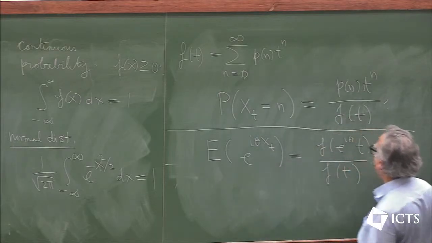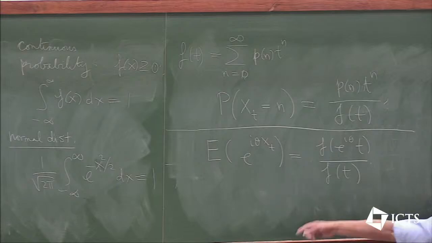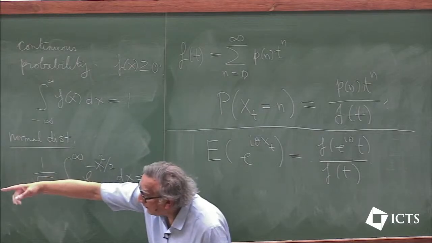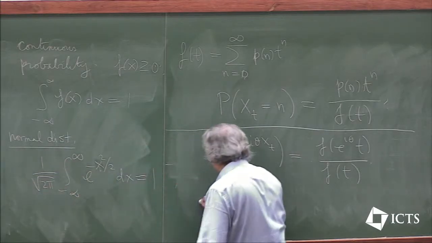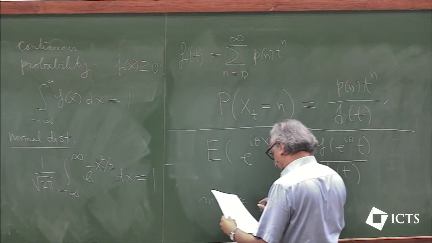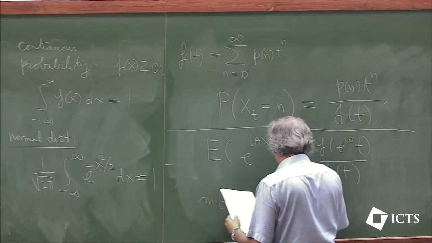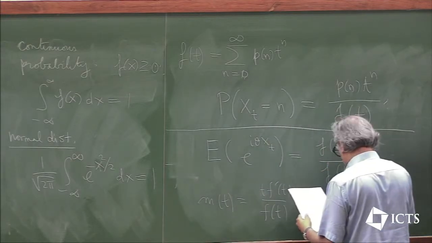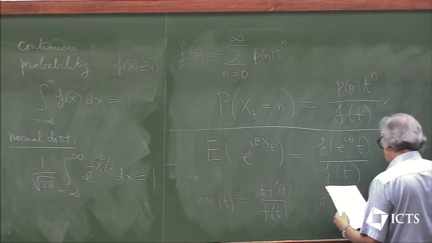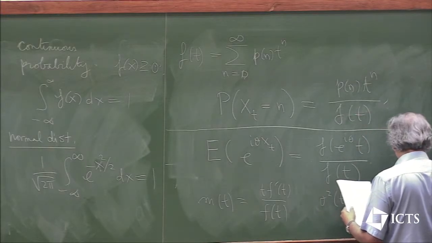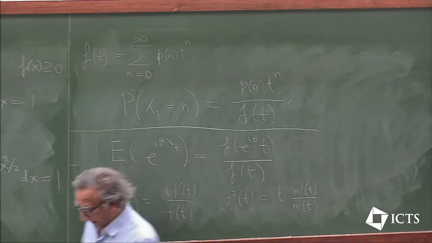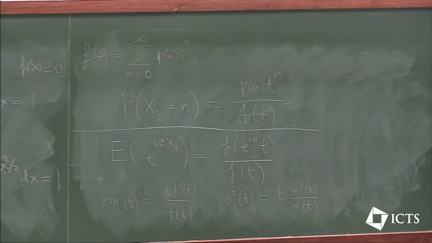So under this setup, X_t has this property. Now you would calculate for this particular random variable the mean function, the variance function, and so forth. The mean function m(t), in this case, turns out to be t f'(t) over f(t). And the variance function turns out to be t m'(t) over m(t). So you see how you can build up very neatly the classical objects that are associated to a random variable by using this particular thing.